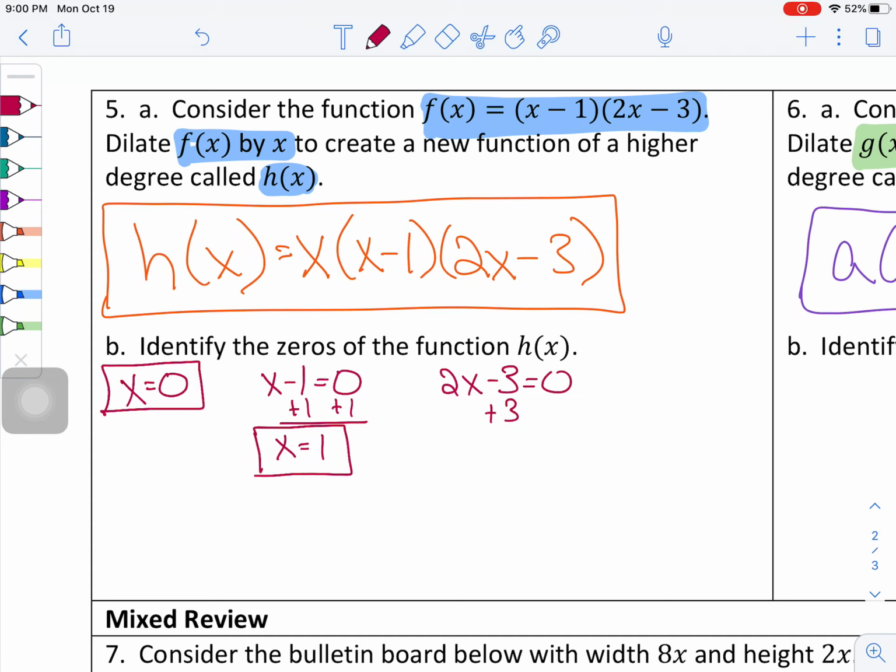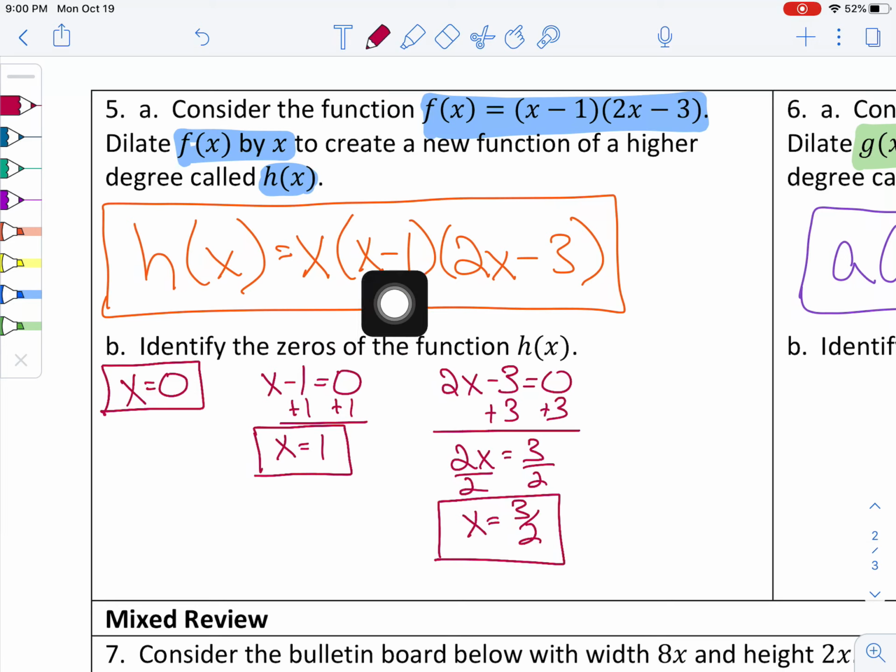And now I'm going to do a couple steps here. So I'm going to add 3. So 2x equals 3, divide by 2. And x equals 3 over 2. Leave your answers as fractions, please. Okay. So we had 3 factors: x, a factor of x minus 1, and a factor of 2x minus 3. Since each one of those factors had a variable x in it, we have 3 different zeros for our function.